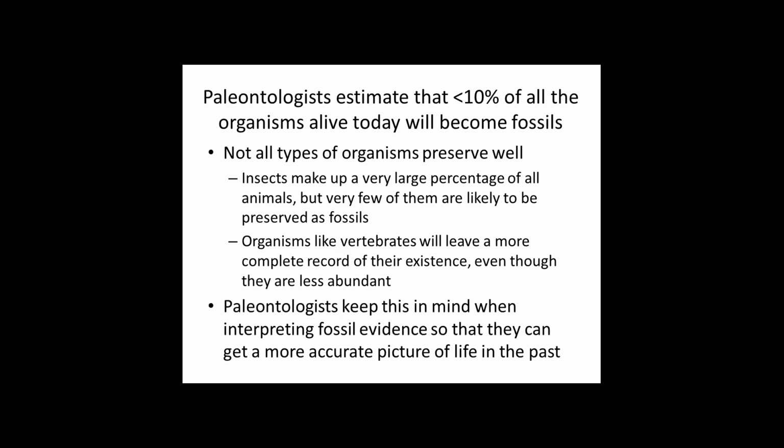And so paleontologists actually estimate that less than 10% of all the organisms alive today will become fossilized. This is because not all types of organisms preserve well. So an example is, well, insects make up a very large percentage of all animals, but very few of them are likely to be preserved as fossils, mostly because they are invertebrates, or most of them are, and there's only a few fossilization processes that allow invertebrates to be preserved. Whereas organisms like vertebrates, they will leave a more complete record of their existence, even though they are less abundant.